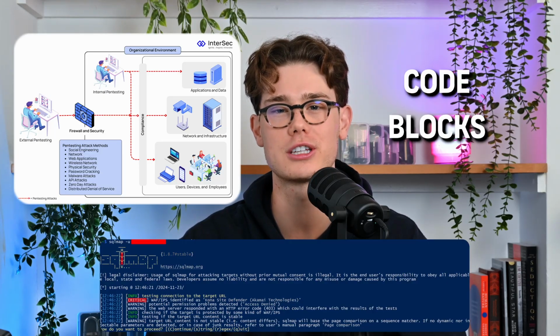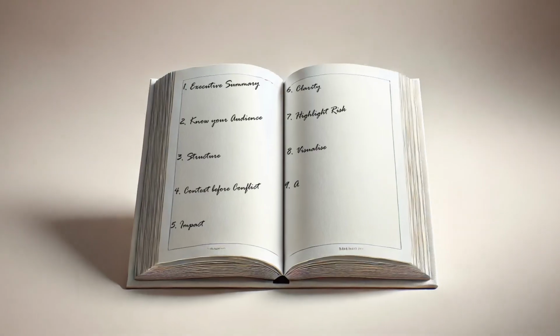Words are great, but visuals are a game changer. Diagrams, code blocks, and screenshots communicate faster than words ever could. And it helps break up the walls of text in a report. So I highly recommend using them. Back up your findings with screenshots. This stops your report from looking like a giant block of text, and it also adds a bit of credibility to your findings.